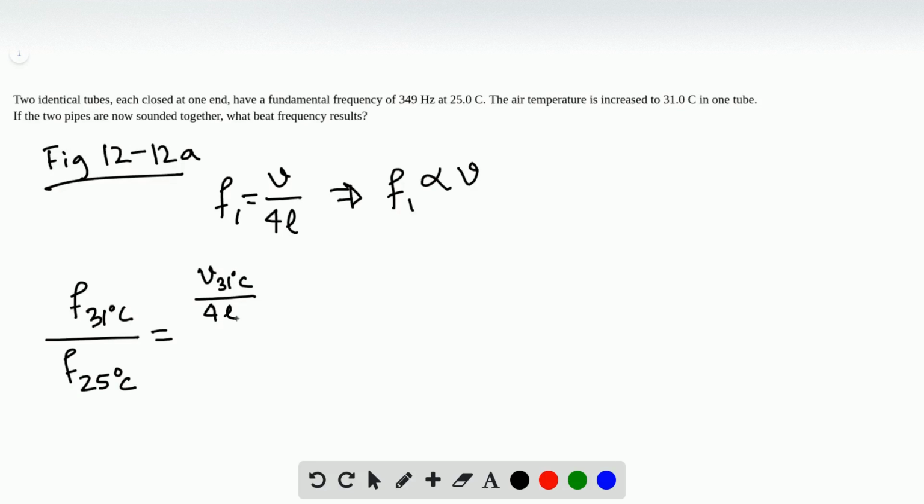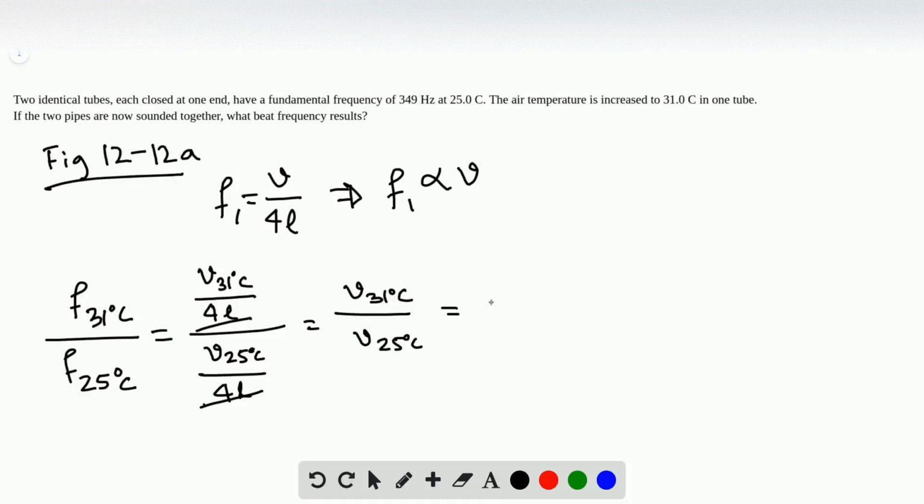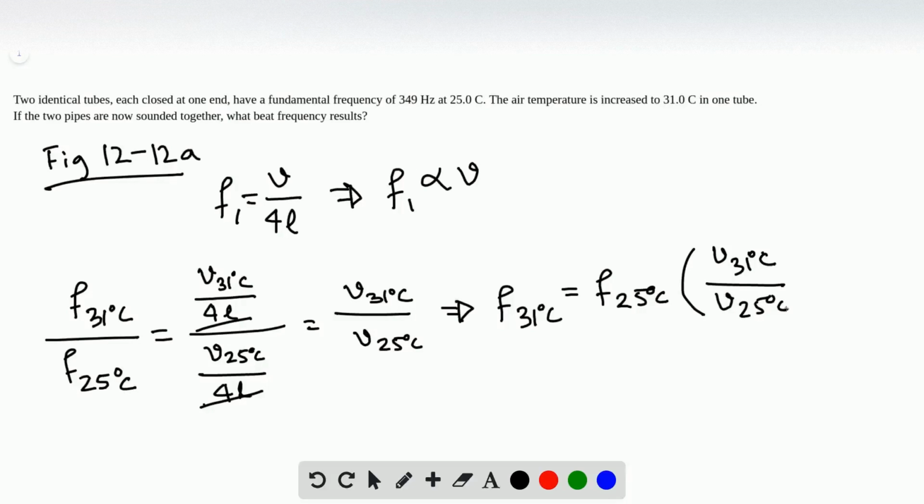over 4 times the length, divided by speed at 25 degrees Celsius divided by 4 times the length. So we can get rid of these two. So we'll have velocity at 31 degrees Celsius over velocity at 25 degrees Celsius. And we can say from there that frequency at 31 degrees Celsius is frequency at 25 degrees Celsius times velocity at 31 degrees Celsius over velocity at 25 degrees Celsius.